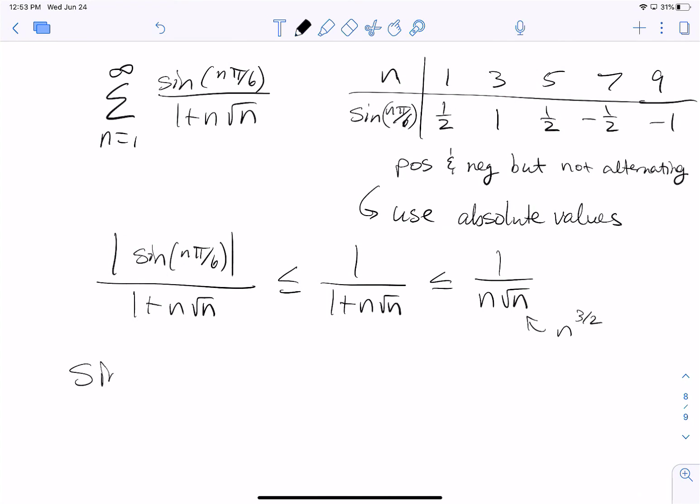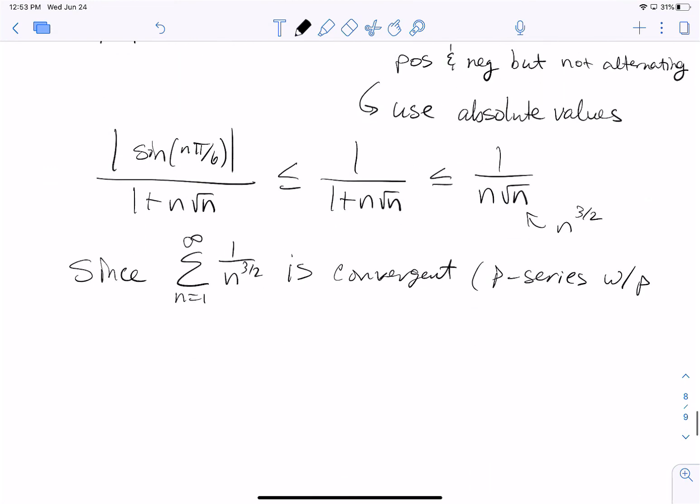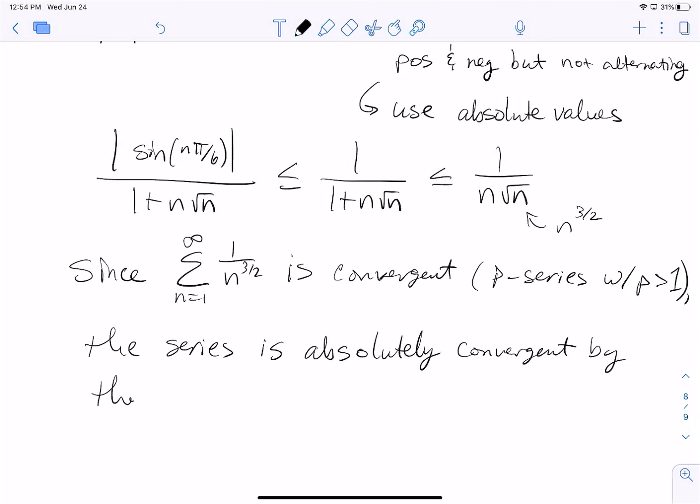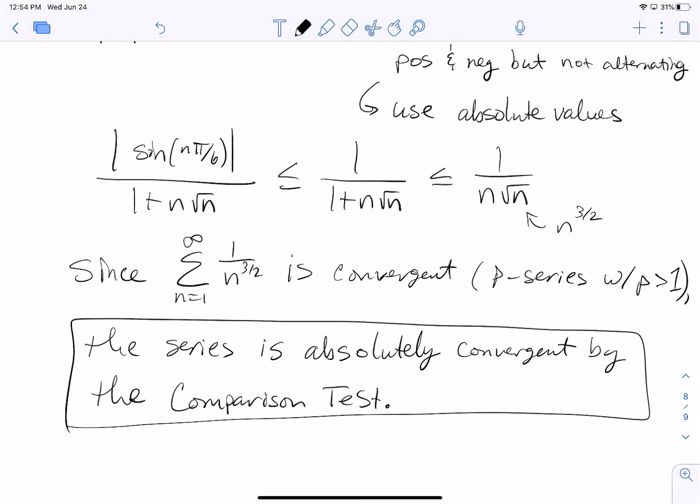Therefore, we're going to say since the sum, as n goes from 1 to infinity, of 1 over n to the 3 halves is convergent. How do we know it's convergent? Because it's a p-series with p greater than 1. The series is convergent, but we used the absolute values. And so the series is absolutely convergent by the comparison test. Okay, so there's our answer to this one.